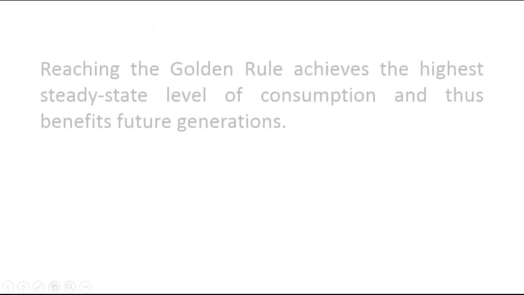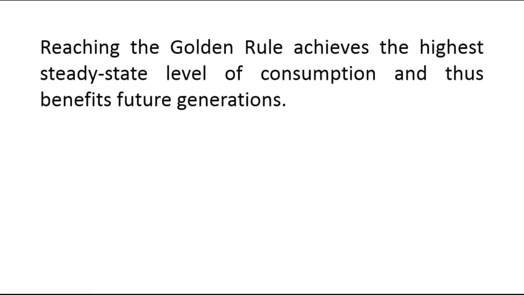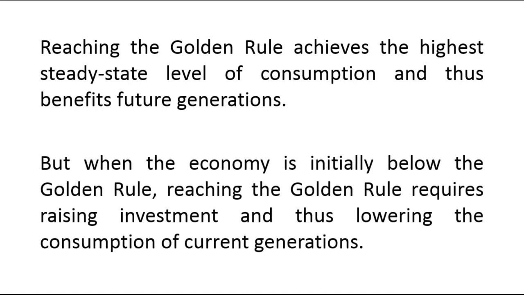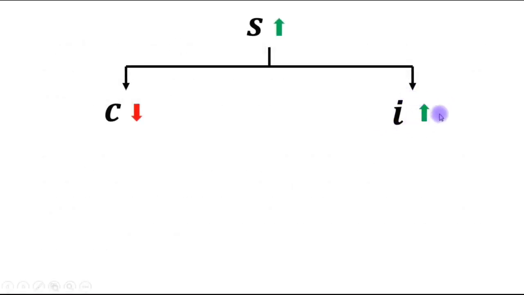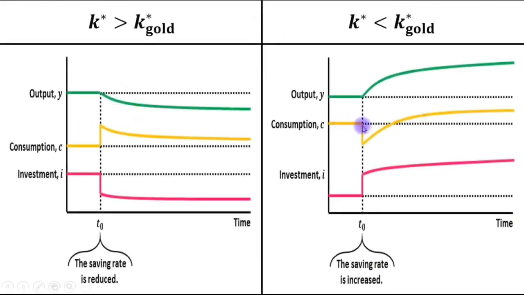Reaching the golden rule achieves the highest steady state level of consumption and thus benefits future generations. But when the economy is initially below the golden rule, reaching the golden rule requires rising investment and thus lowering the consumption of the current generation, decreasing the consumption of the current generation.